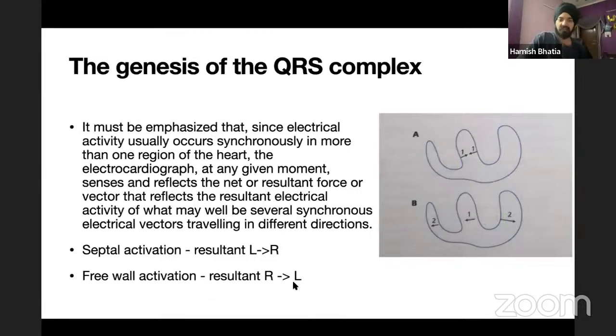And in the free wall activation phase, the resultant will be right to left. I hope this is clear. Somebody please put it in the chat box if this is clear or not. If not, I'll explain it again, because this is really important to understand, because the next slides will be dependent on this slide. Okay, Nasiha Jasis, it's clear.